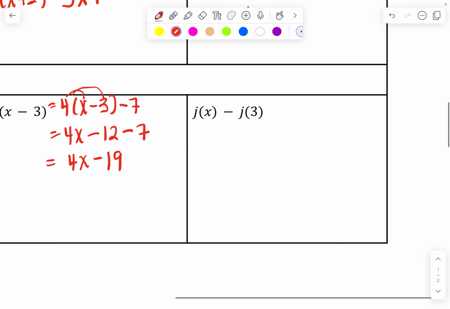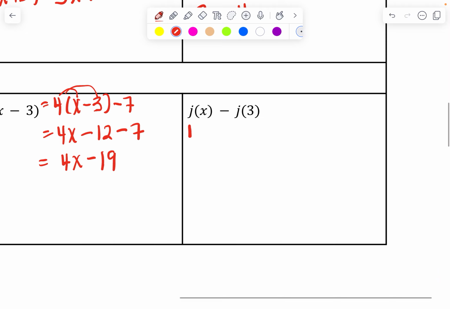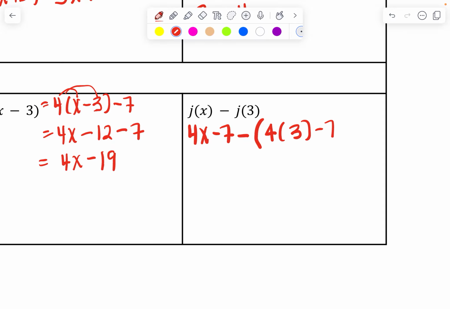J of x minus j of 3. First we have our j of x, which is 4x minus 7. Take away, since I'm taking away j of 3, I'm going to put parentheses there. I'm sorry, j of 3, not j minus 3. J of 3 then would be 4 times 3, take away 7. So 4x take away 7, take away 12 minus 7.